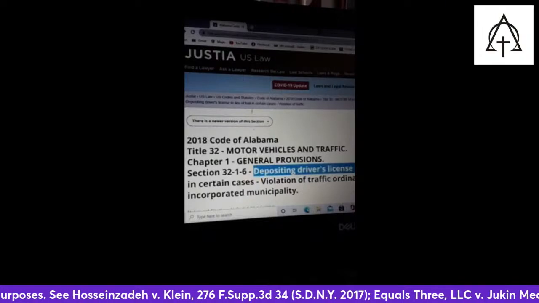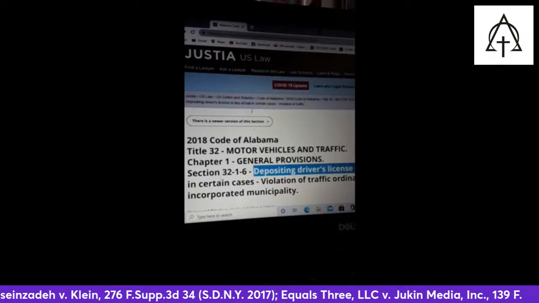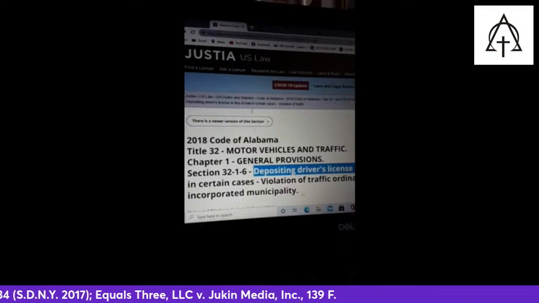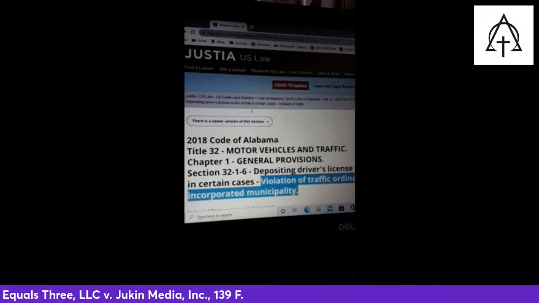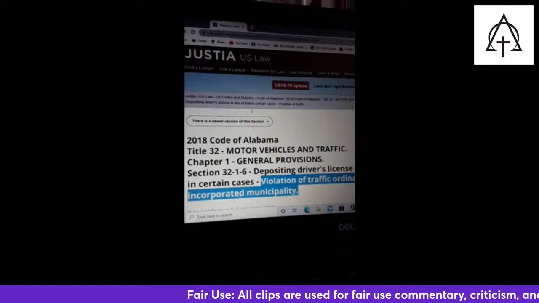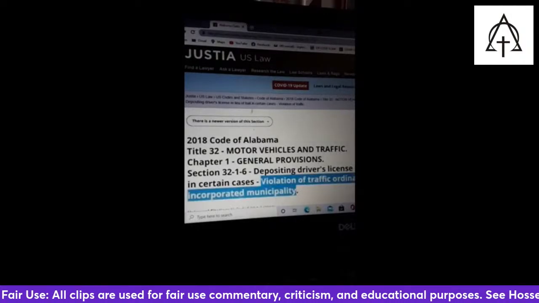And so we're talking about depositing driver's license in lieu of bail in certain cases. Violation of traffic ordinance of incorporated municipality. And the reason I pulled this one up, this is Alabama. This is the first state of the union, and they have this depositing driver's license, but they actually put "violation of traffic ordinance of incorporated municipality." So what does that tell you? It tells you they're running a corporate traffic system.